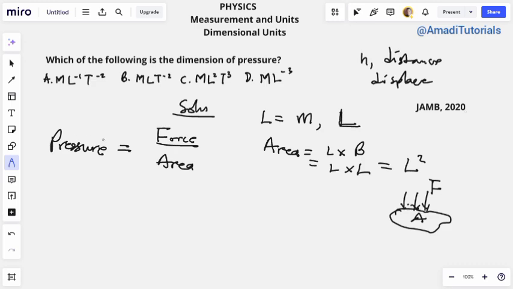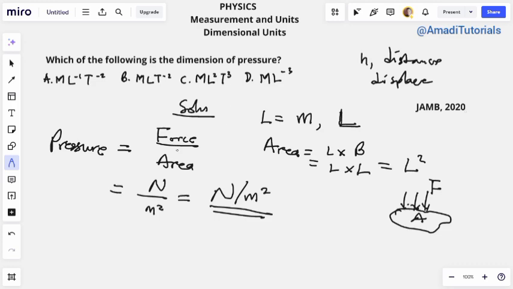That defines pressure. Pressure has so many units, but at the fundamental form, the unit of force is Newton, and the unit of area is meter square. So the unit of pressure is Newton per meter square. But the question here is we should find the dimension of pressure. That's the dimensional unit. So this is the SI unit of pressure.